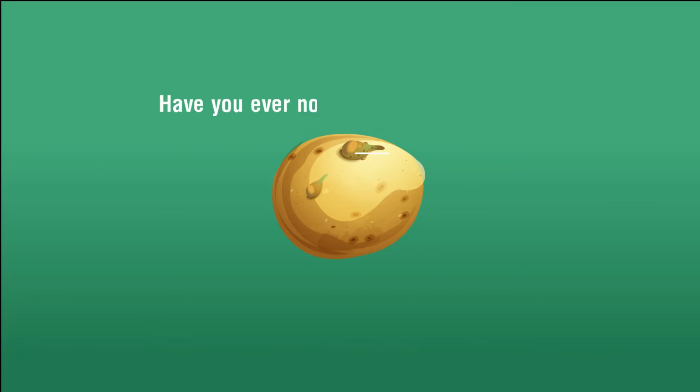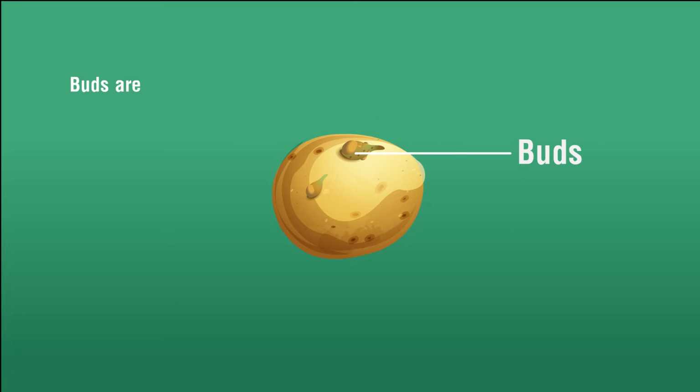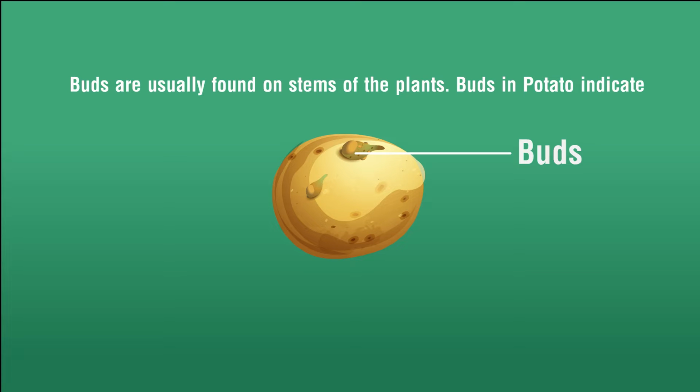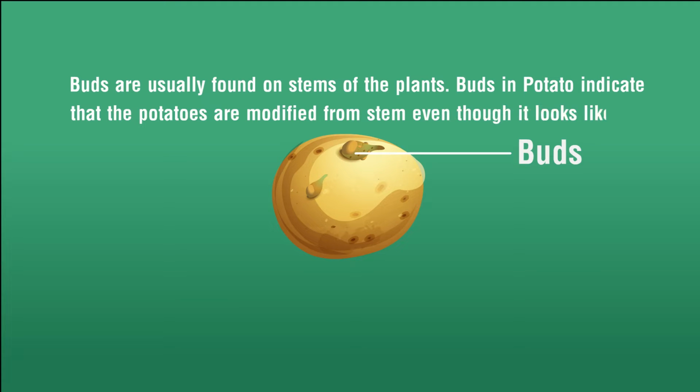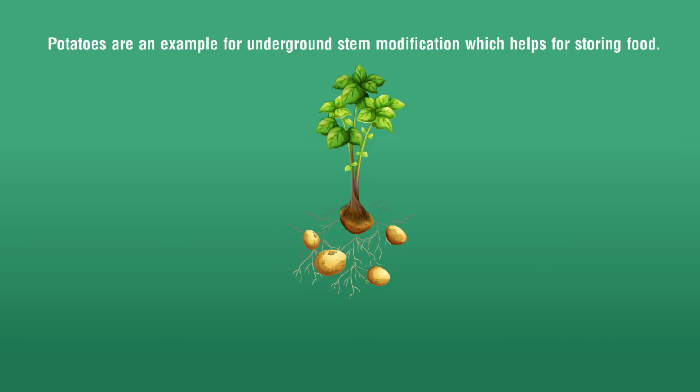Have you ever noticed buds in potatoes? Buds are usually found on stems of plants. Buds in potato indicate that potatoes are modified from stem even though it looks like root. Potatoes are an example of underground stem modification which helps in storing food.